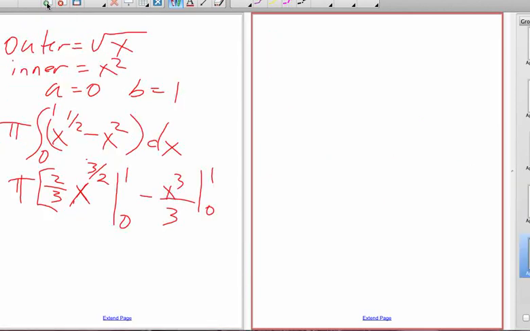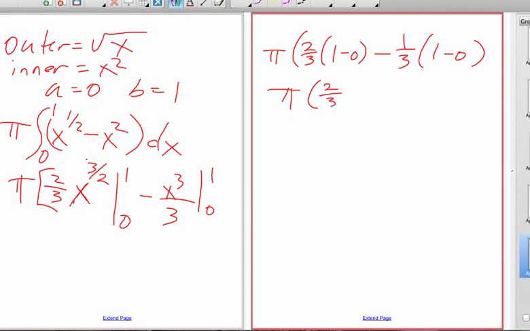So now we come in and we do our arithmetic. So we're going to have pi times 2/3 of 1 to the 3/2 is going to be 1 minus 0, minus, and I'm going to have 1/3 of 1 cubed is 1, 1 minus 0, which is going to leave me with pi times 2/3 minus 1/3, which is going to leave me with a volume of pi over 3. 2/3 minus 1/3 is 1/3. And so this is how you do this guy right here.